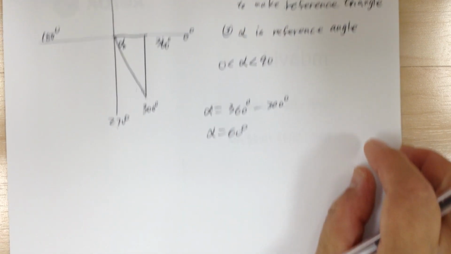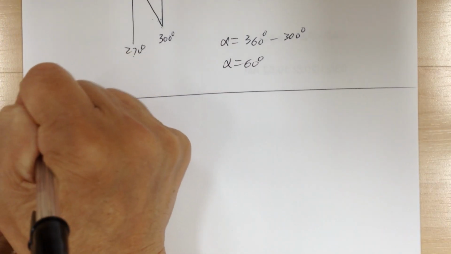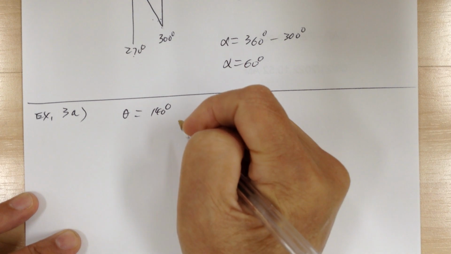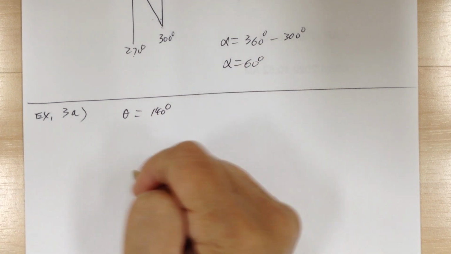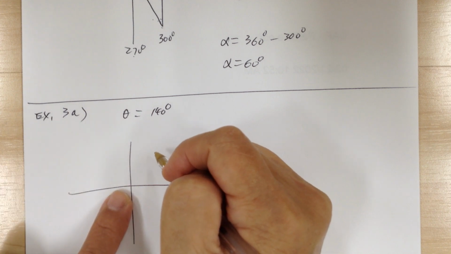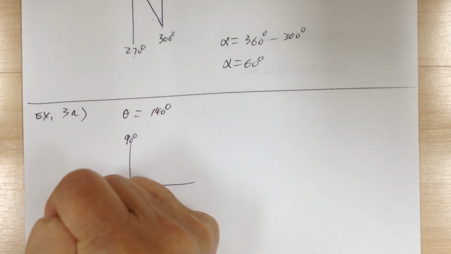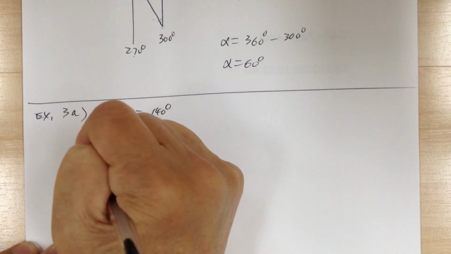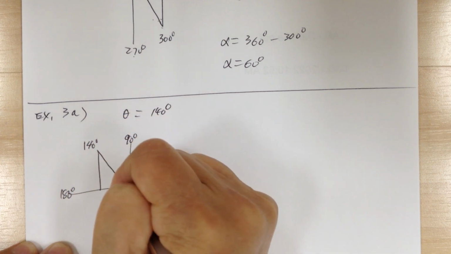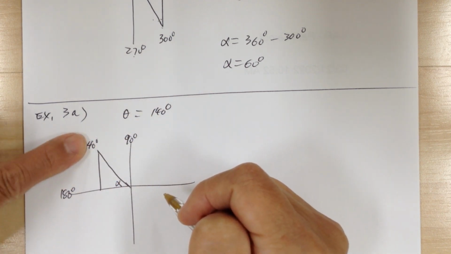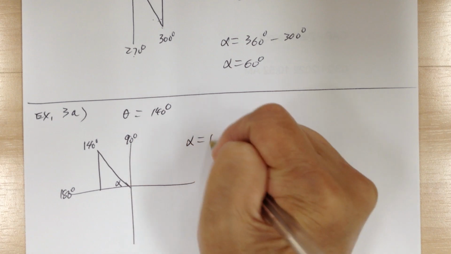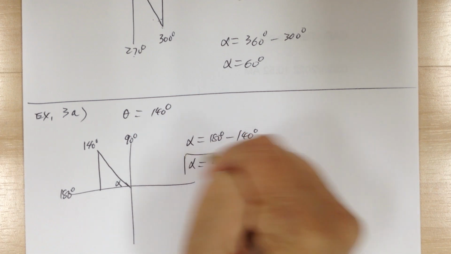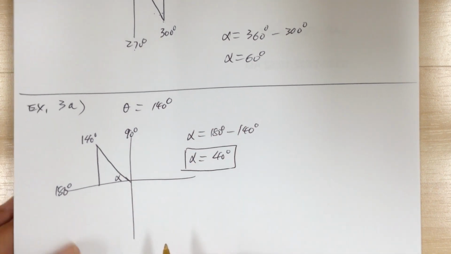Okay, let's go over some examples. Example 3a: theta equals 140, and you're looking for the reference angle alpha. First, draw your angle. Here's your 90, and here's your 180. Draw 140, so here's your 140 degrees. To figure out this alpha, you use the big angle minus the small angle. So alpha equals 180 minus 140 degrees, so alpha equals 40 degrees. Okay, that's A. Now do B.